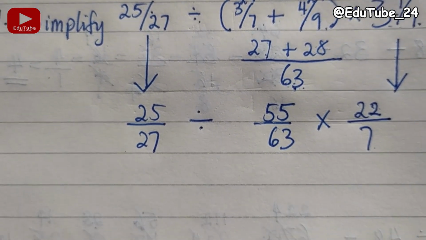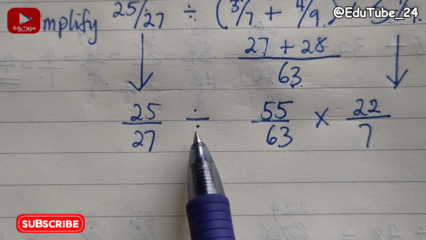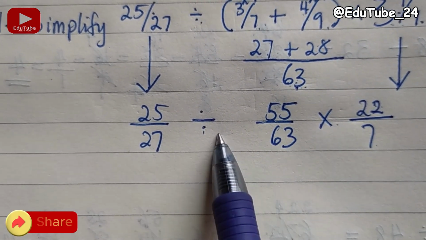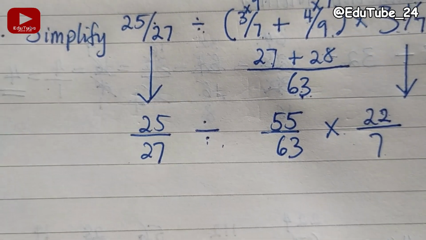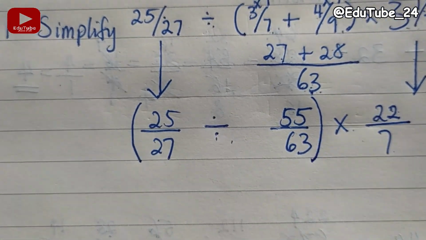Now, the next thing to do is to go back to my BODMAS rule and see which operation to carry out between division and multiplication. So according to the BODMAS rule, division comes before multiplication. So what will I do? I'm going to bracket out this division to show that I'm solving it first.